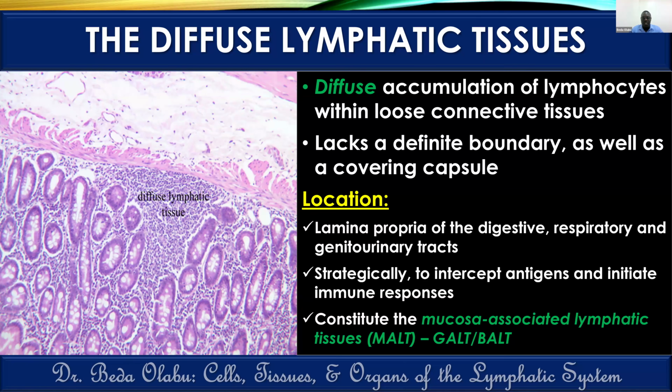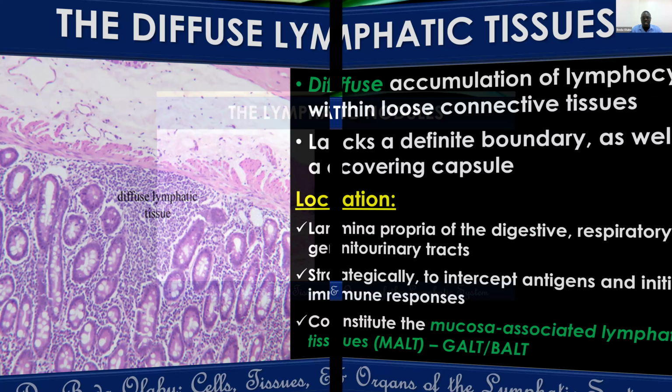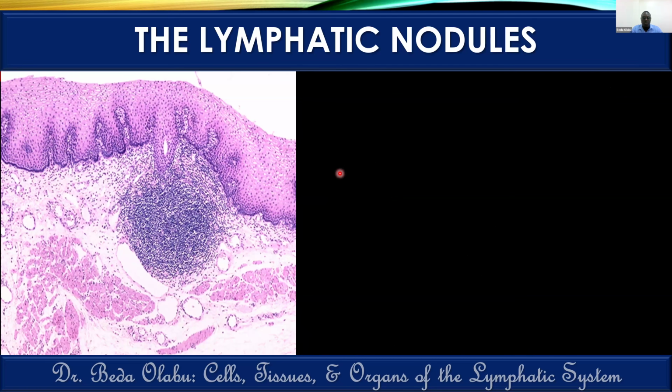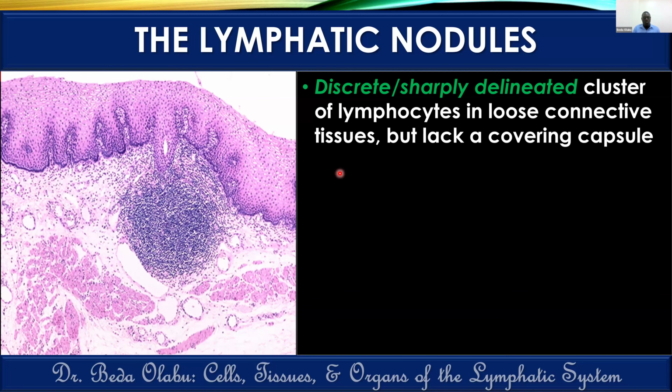Other than the diffuse lymphatic tissues, we also have what we call lymphatic nodules. What are lymphatic nodules? Look at this. So this is, again, epithelium of the esophagus. Stratified squamous non-keratinizing epithelium. Deep to it is the lamina propria. Then we see this accumulation of lymphocytes.